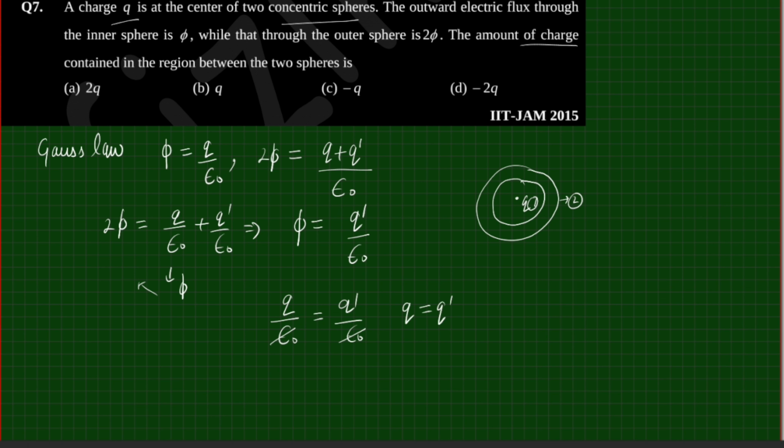So the amount of charge contained in the region between two spheres, here in this region, that Q prime was equal to Q. So that will be equal to Q. So B is the correct answer.